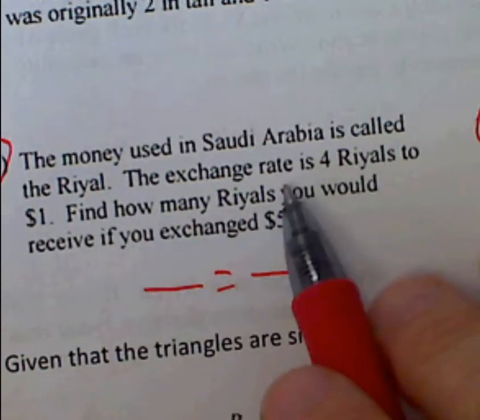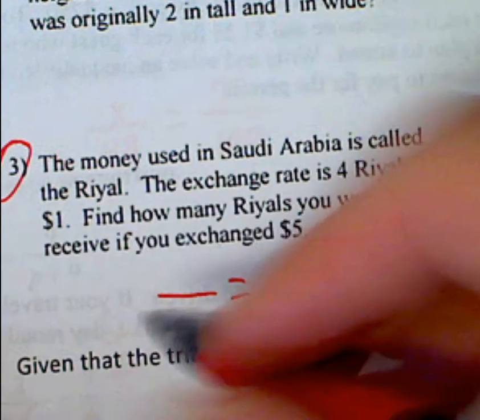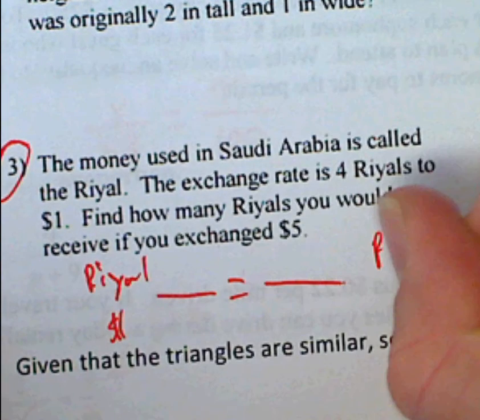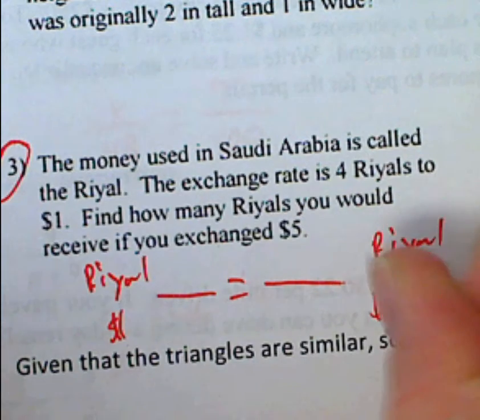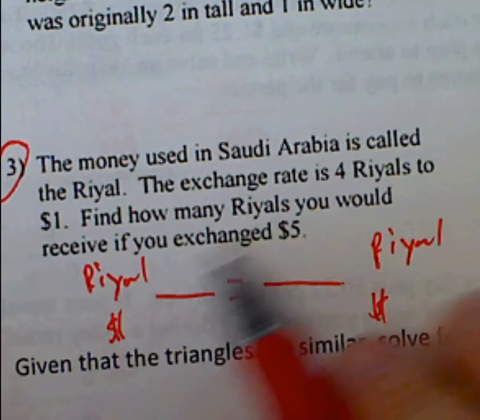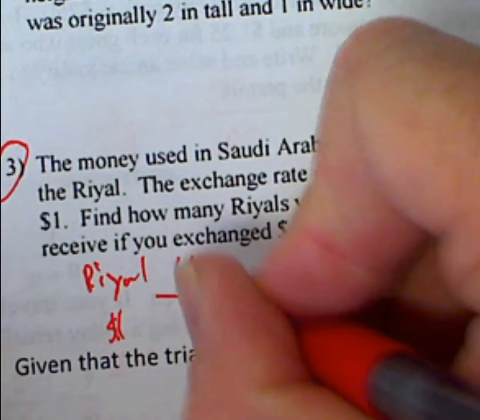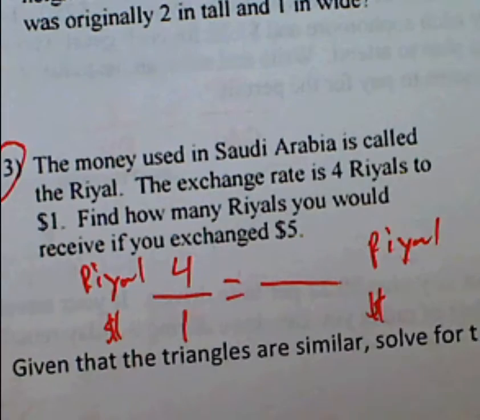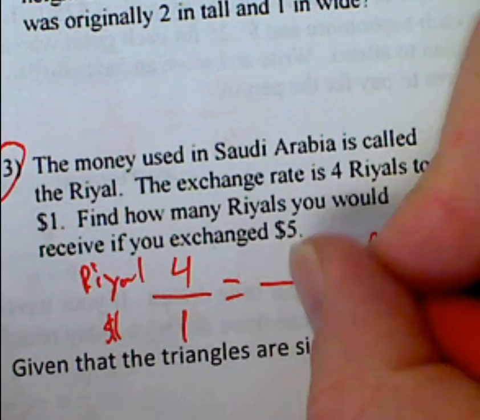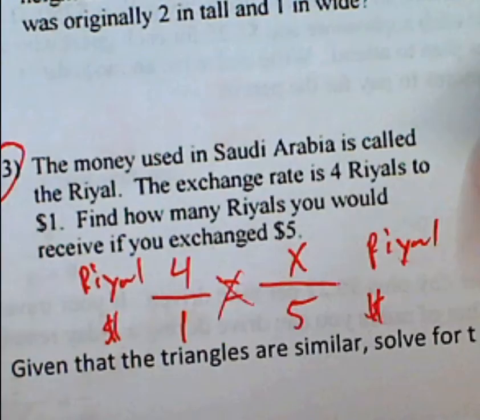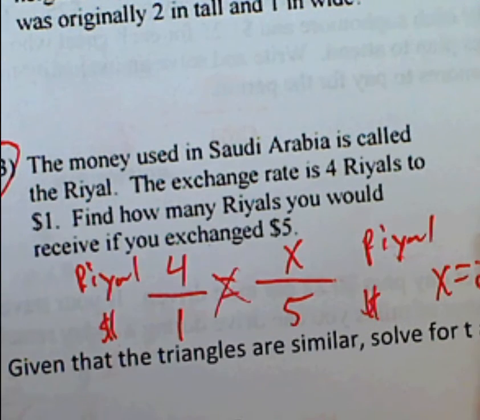So it says the money used in Saudi Arabia is called the rial. So I have rial versus the dollar. Rial versus the dollar. So how many rials do I have? It says the exchange rate for 4 rials is $1. And it says find how many rials I can get for 5. Now you could go ahead and cross multiply, and in the end you're going to get 20.